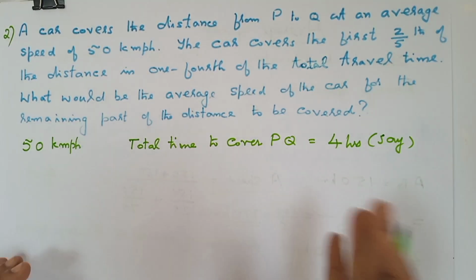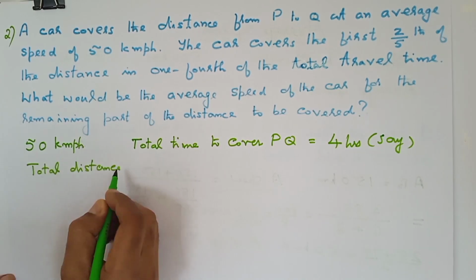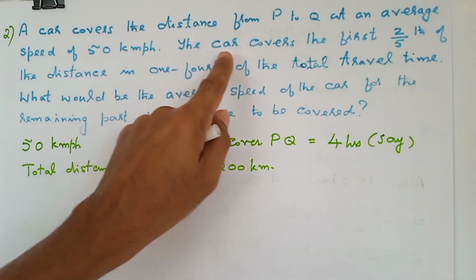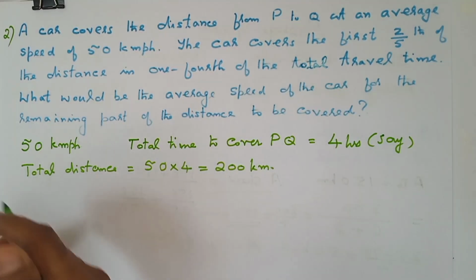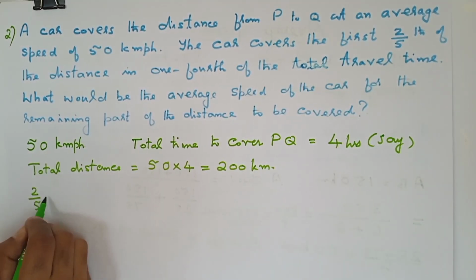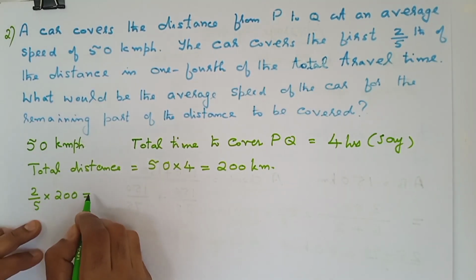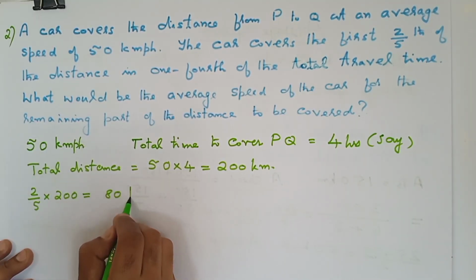In that case, what would be the total distance to be covered? That would be 50 into 4, 200 kilometer. They say the car covers the first 2/5 of the distance. 2/5 of the distance means 2 by 5 into 200. This is the total distance. That's how much? 80 kilometer.